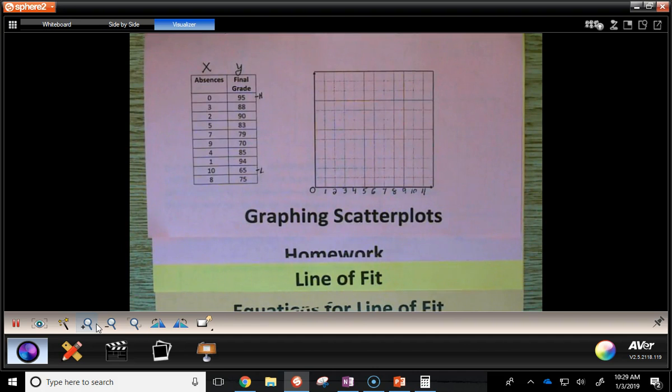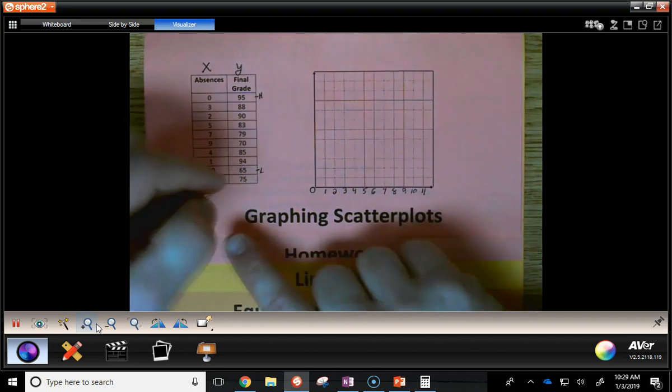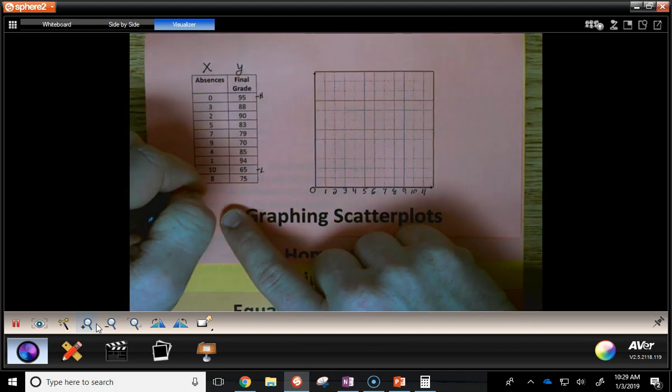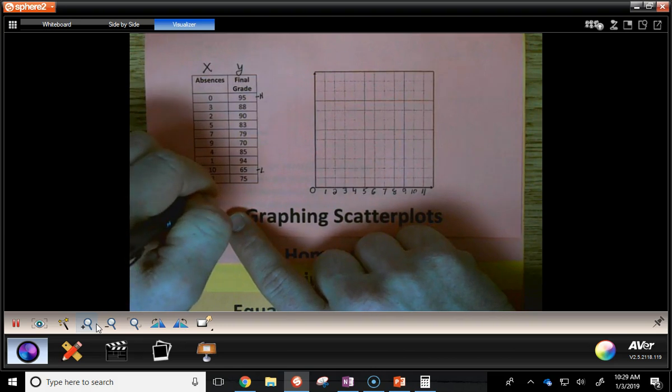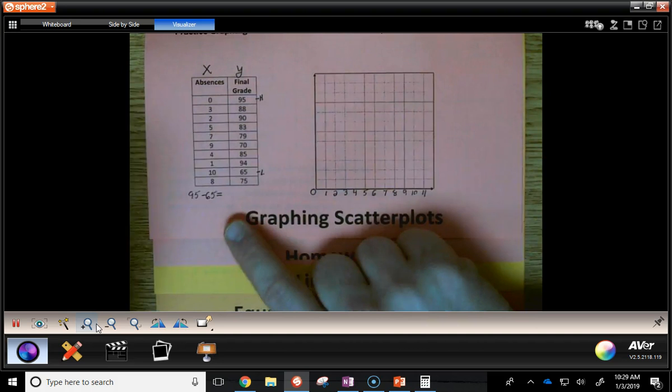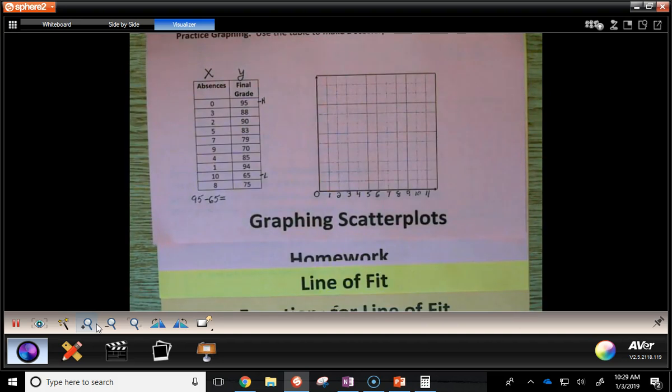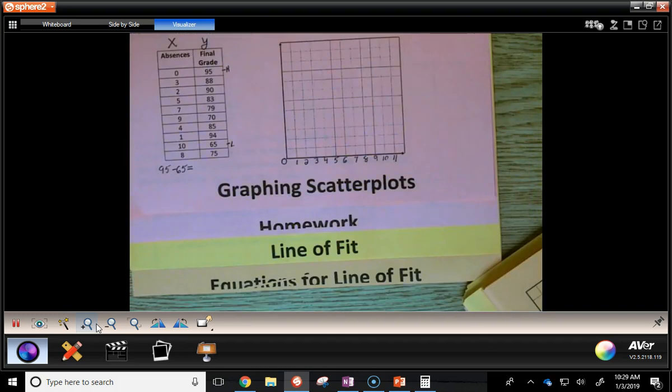So I'm going to find out what my scale is. Underneath, I'm going to show my work. I'm going to go 95, which was my high, and we subtract 65. What is our range? 95 minus 65 is 30.